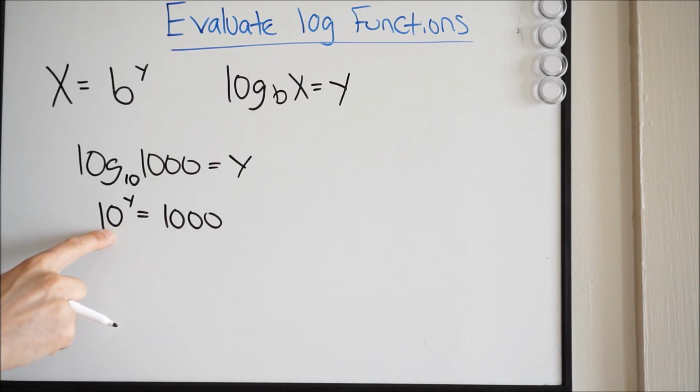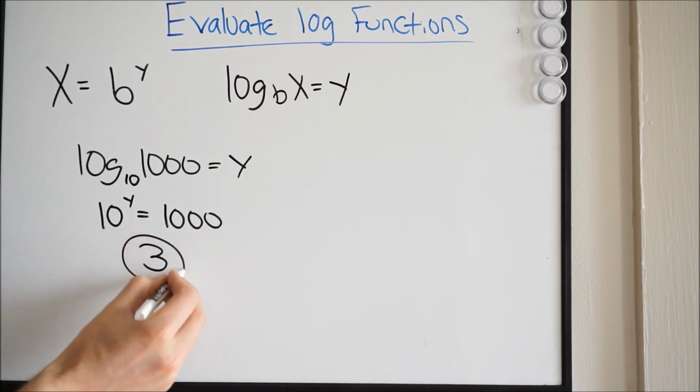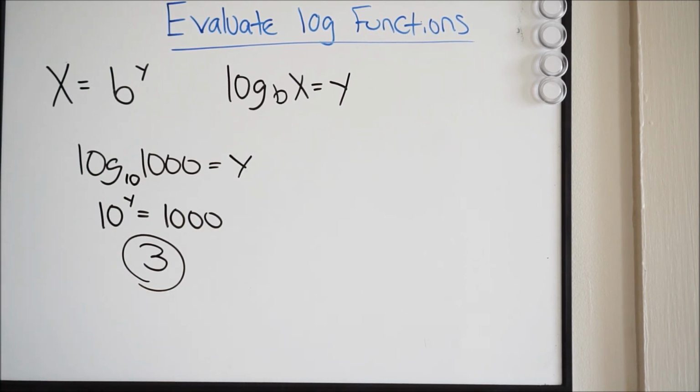So 10 to what power is going to give me 1000? Again, try to use mental math here. Well, you're going to come up with an answer of 3. So your answer here is 3. So log base 10 of 1000 is 3. All right, let's try a couple more here.